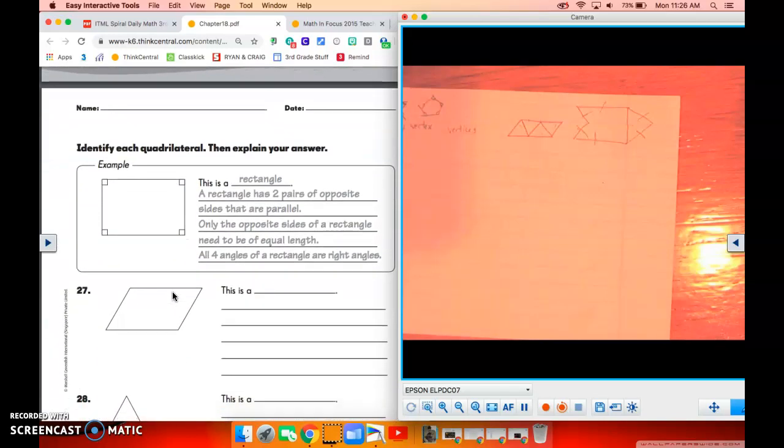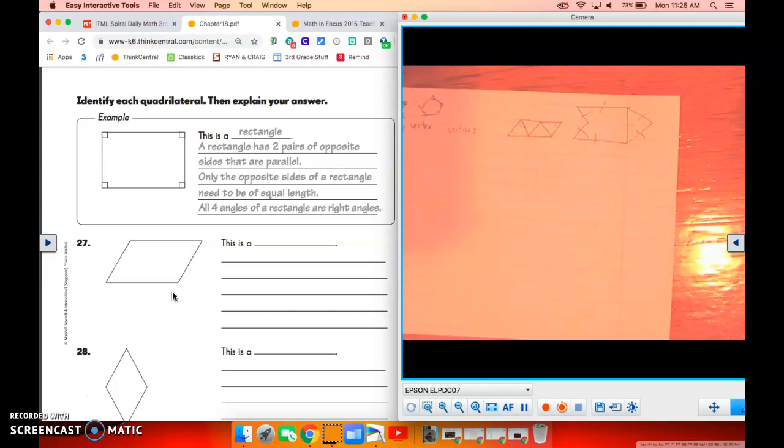All right. Identify each quadrilateral, then explain your answer. Example, here's a rectangle, 2 pairs of opposite sides that are parallel. Only the opposite sides of a rectangle need to be of equal length. All 4 angles of a rectangle are right angles.